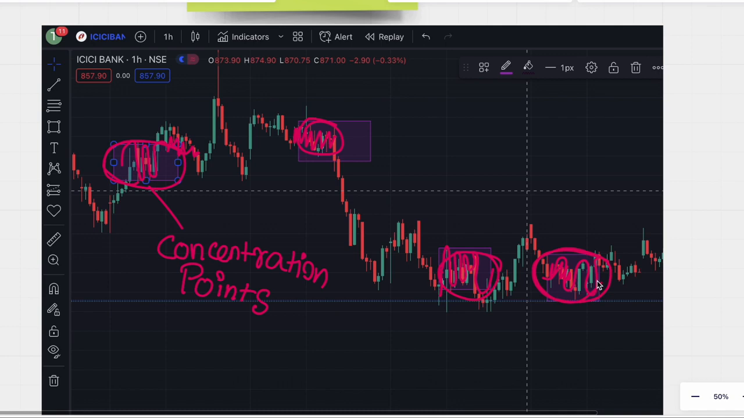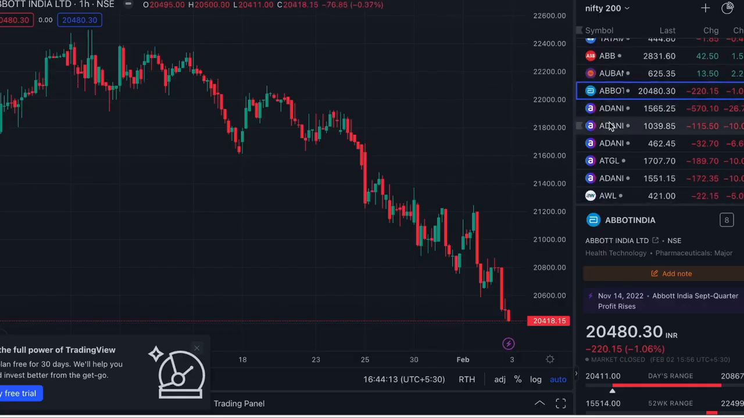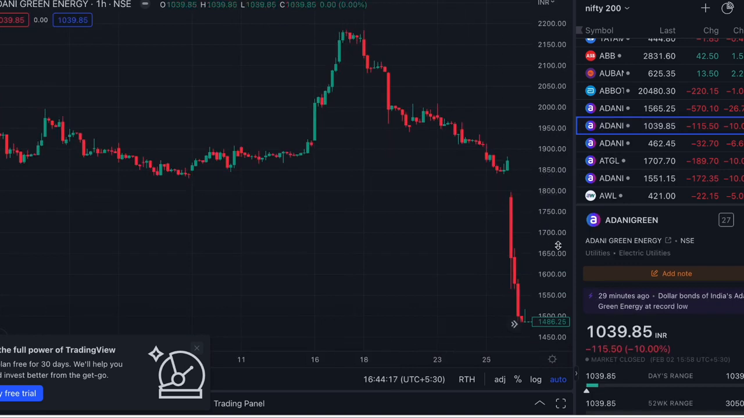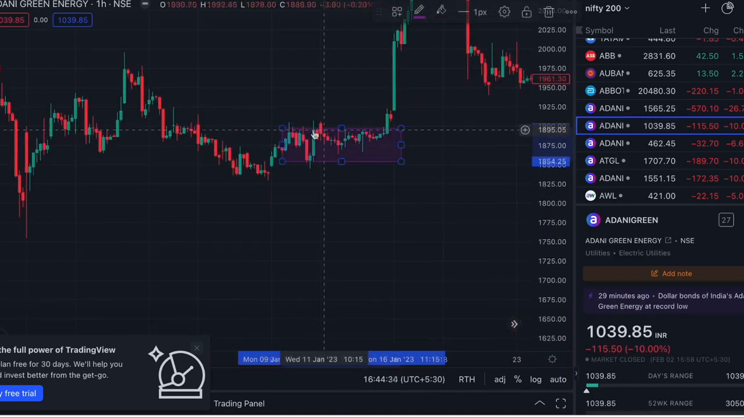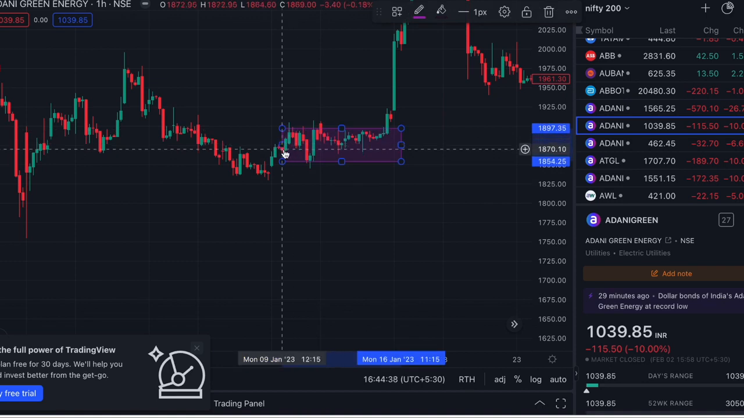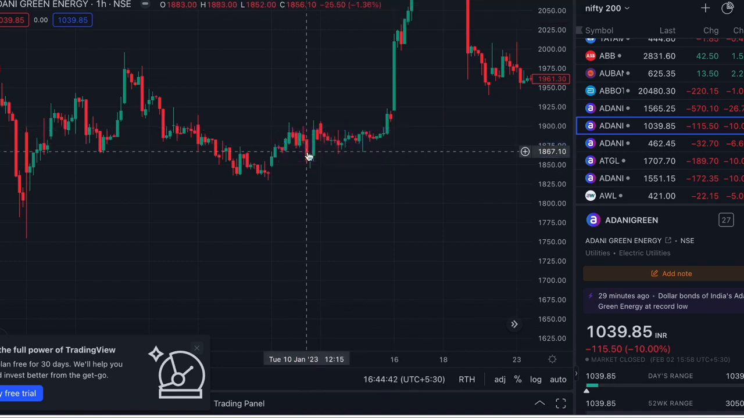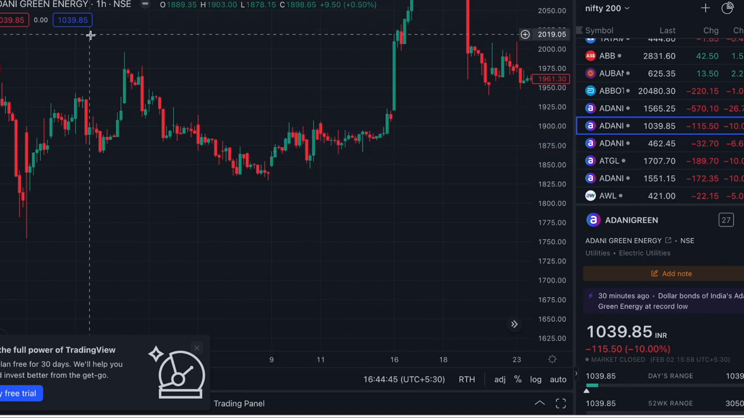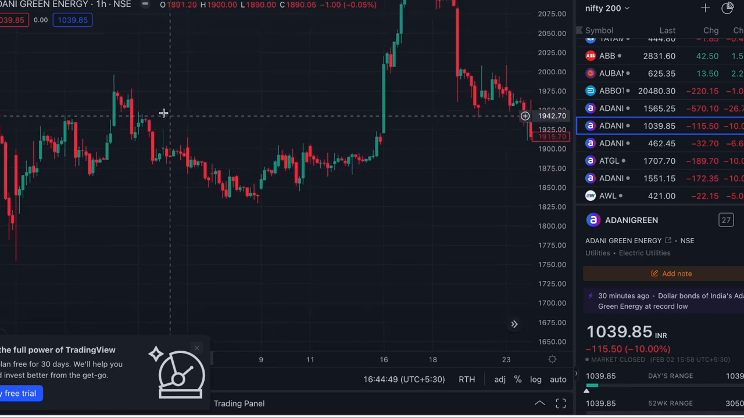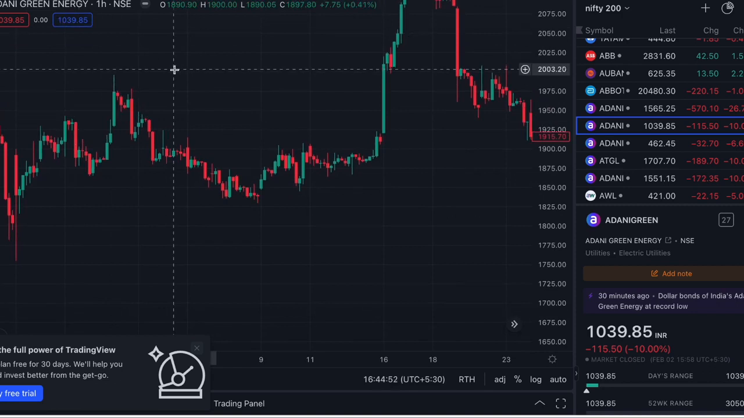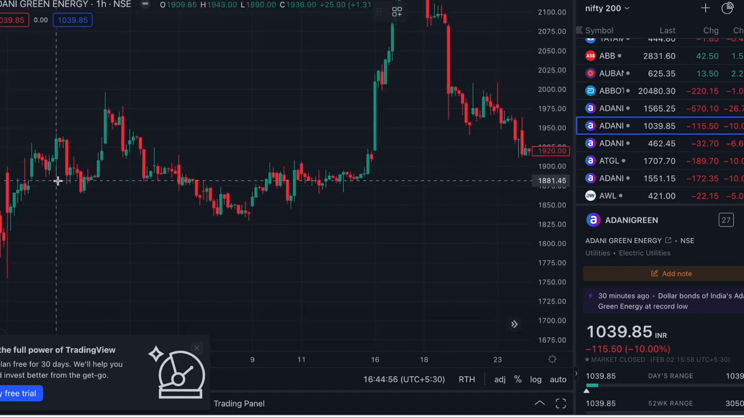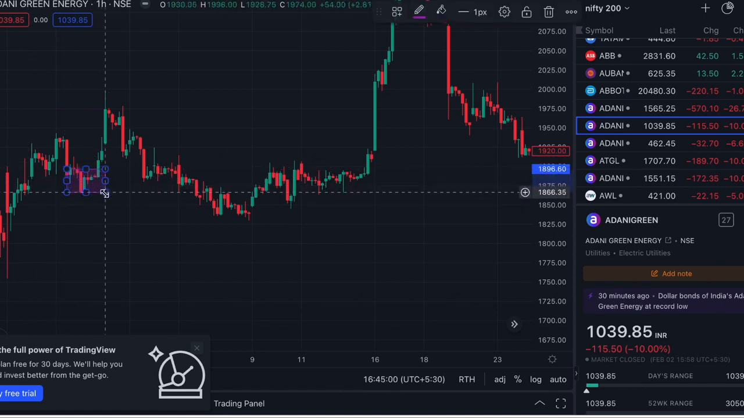Now if we are clear on the concentration points on this chart, I'll give you a few more examples on the charts in the charting platform so that you can understand it better, because showing screenshots would not help you. Okay, Adani. This is a concentration point in Adani Green. On the screen you can see the stock Adani Green, on a 1 hour time frame that I have taken out. Here you can see there was a substantial fight. There was a good fight over here as well.